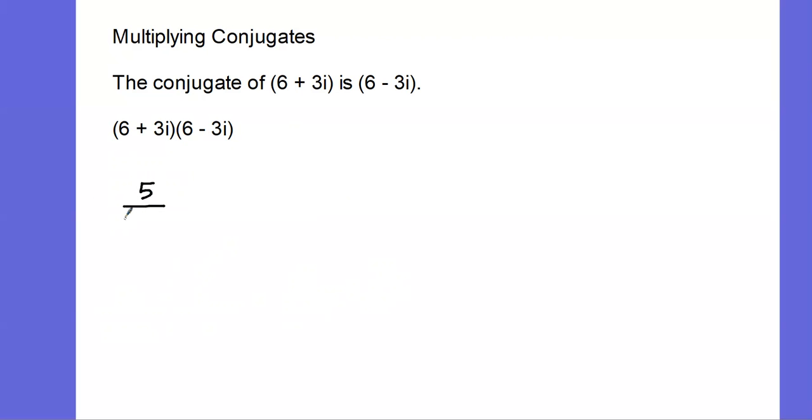5 plus 6 plus 3i. All right, so I'm going to multiply the top and the bottom by the same thing. I'm going to multiply the top and the bottom by the conjugate. And I'm using this word conjugate, but I don't know that I've fully explained what exactly the conjugate is.